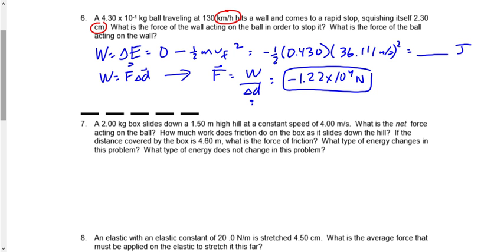There's my first force. Now, what's my second force? It's positive, right? If object A applies a force on object B, object B applies an equal and opposite force on object A.